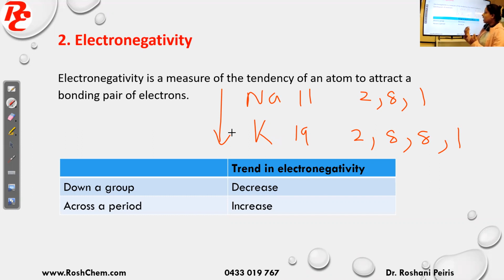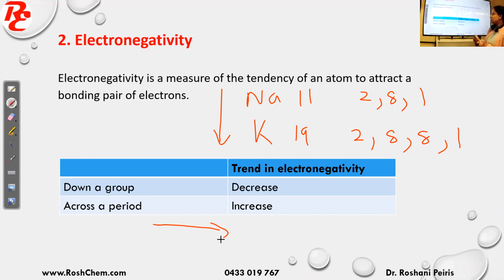Therefore, the atom cannot easily attract the bonding pair of electrons because now the bonding electrons are far away from the nucleus due to the higher number of shells. Therefore, I can say when you go down a group, because the number of shells is increasing, the electronegativity will decrease. The nucleus cannot easily attract the bonding pair of electrons. Then what will happen to the electronegativity when you go across a period from left to right this way?